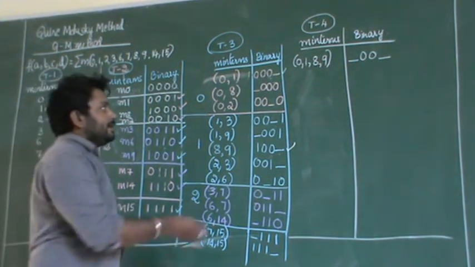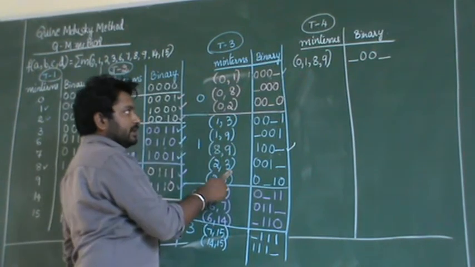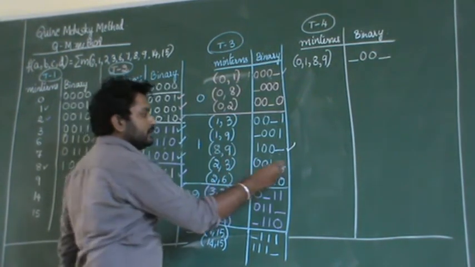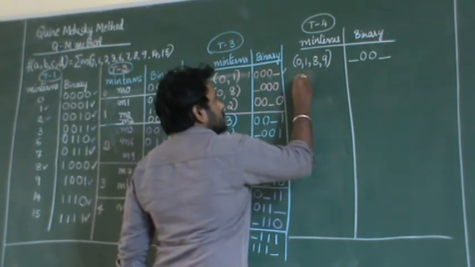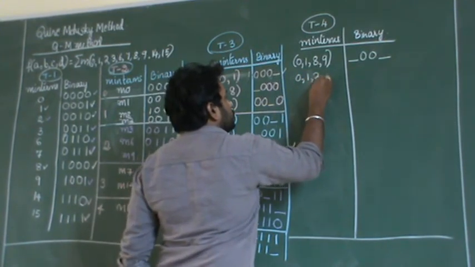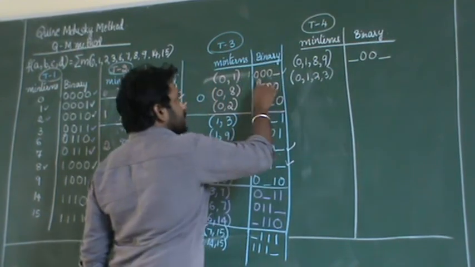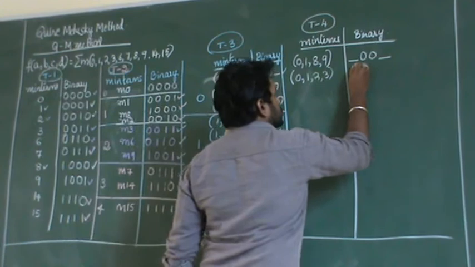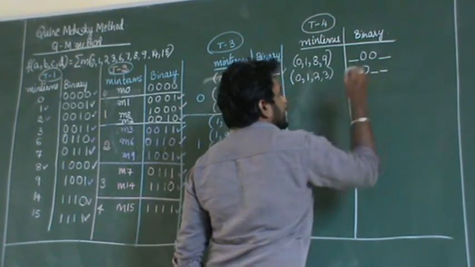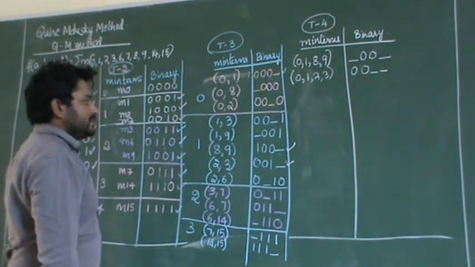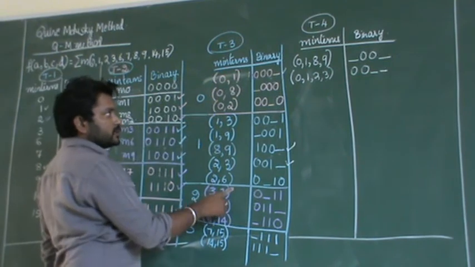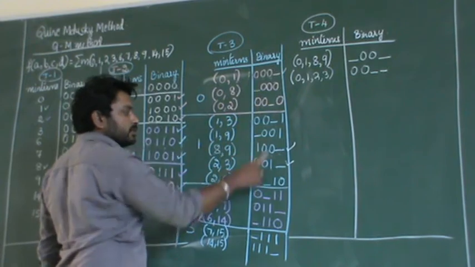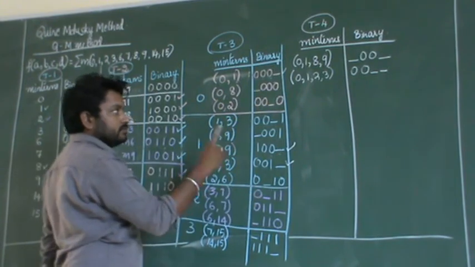Next, I will compare 0, 1 with 2, 3. Is it possible? 0, 1 with 2, 3, yes, it is possible. See here, 0 1 2 3, 0 0 dash dash. Fine. Next, is 0, 1 with 2, 6 possible? No, it is not possible. 0 is same as 0, and in the place of 0 there is a dash. I cannot match that.